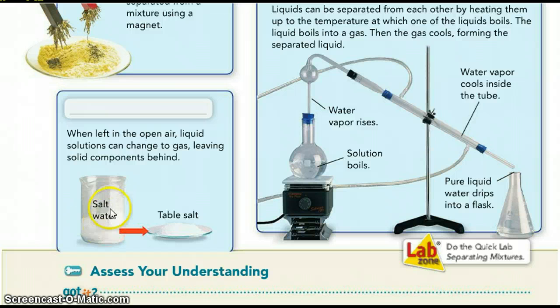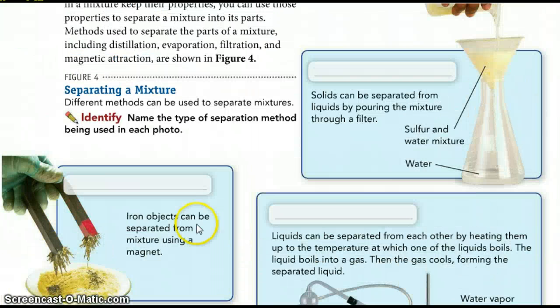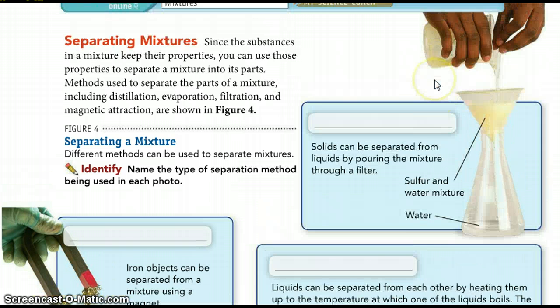Here you have salt water. If you let the water evaporate, or evaporation, then what's going to be left is the salt. You're separating it out. Here they're using a filter. They're pouring a liquid into this filter. The water is being filtered out, and all of the salt or all of the sulfur and all of the solid is left here. We're separating it.